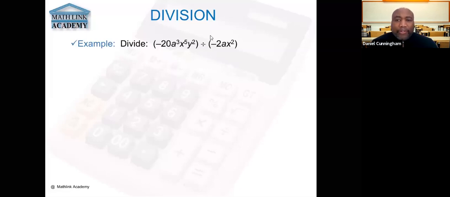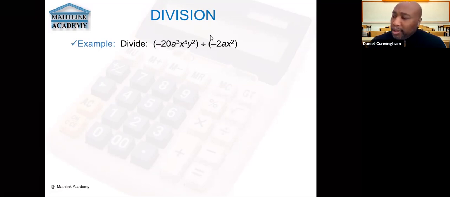Now let's talk about division. We're going to look at a few division problems and that's it. For division, you're basically dividing, again, two expressions. So here are two expressions. In these expressions, we have only one term. This is an expression with one term, and then we have a negative 2a squared with one term.